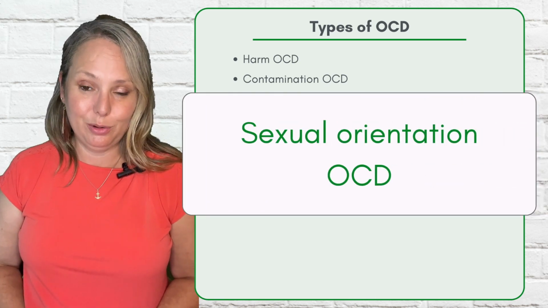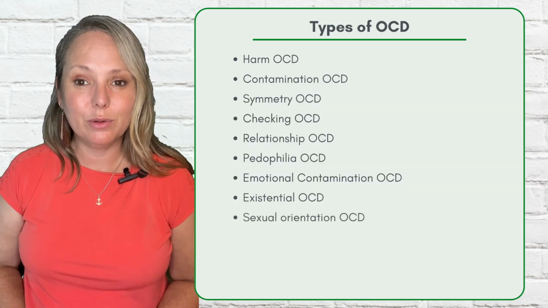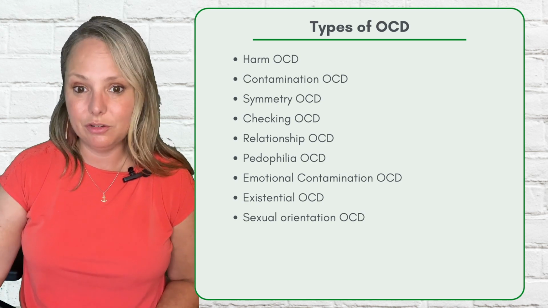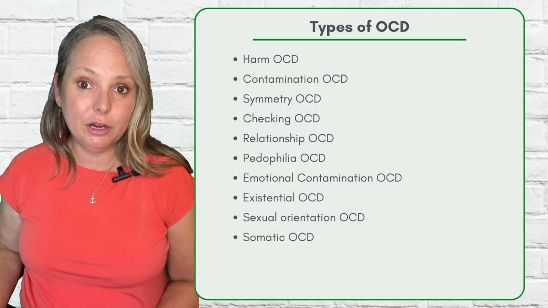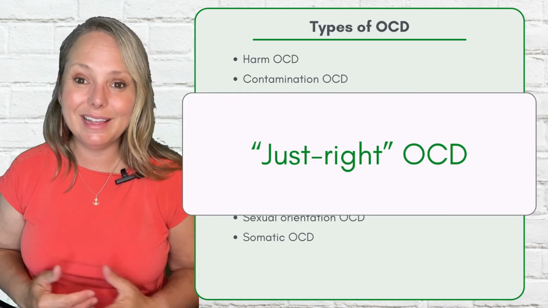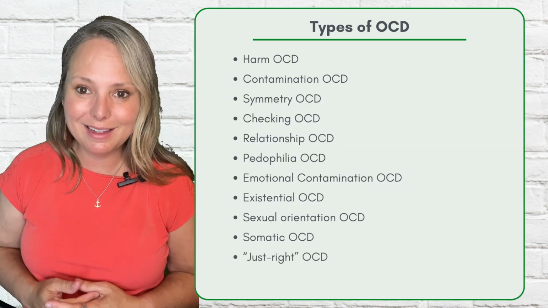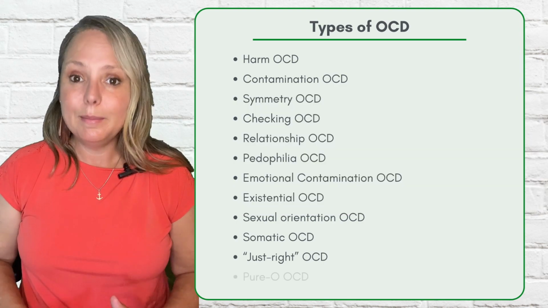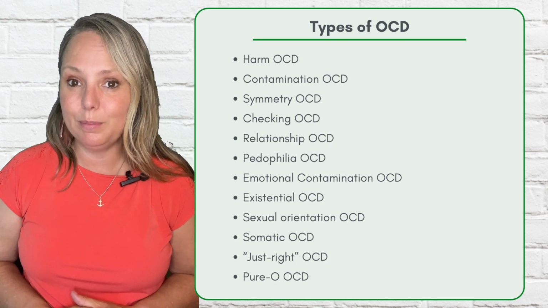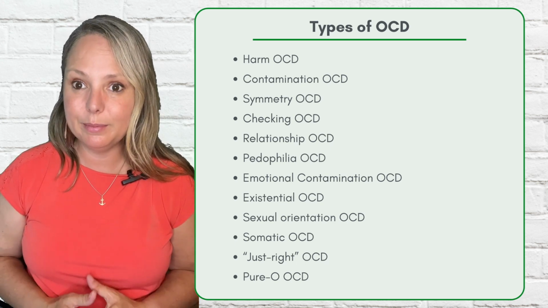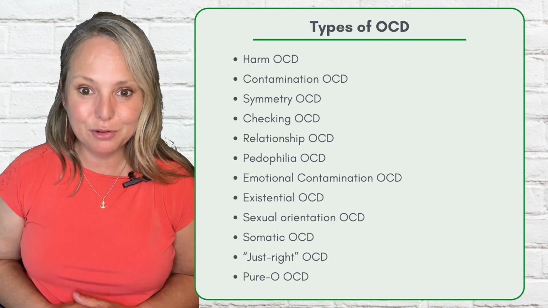Sexual orientation OCD is a preoccupation with questions or doubts about sexual orientation or identity. Somatic OCD is focused on some aspect of one's body or health. Just right OCD is fixated on needing something to be just right. Pure O OCD. Some experts contest whether this type of OCD exists, but there is a subset of people who report that they only experience obsessions without any form of compulsions.